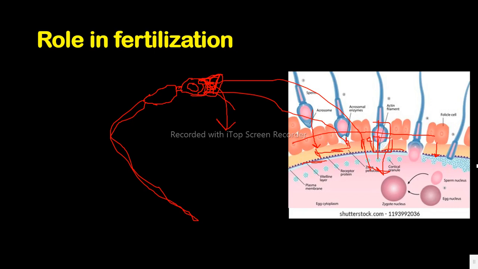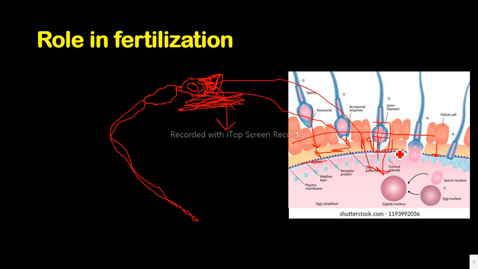So are you seeing the role of this acrosome? Without this acrosome, the sperm cannot penetrate. It cannot, I repeat, it cannot penetrate through this zona pellucida. It is hard.